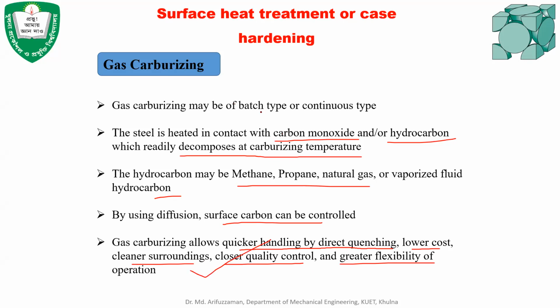To talk about the batch type or continuous type: if you take a certain amount of parts and put them in the carbon monoxide environment, and after completion you take them out, that is the batch type. Or in the continuous type, you use a conveyor belt through a carbon monoxide environment, carburizing occurs continuously, and you take the parts out from the other side of the conveyor belt. That is called the continuous type. Okay, any question?